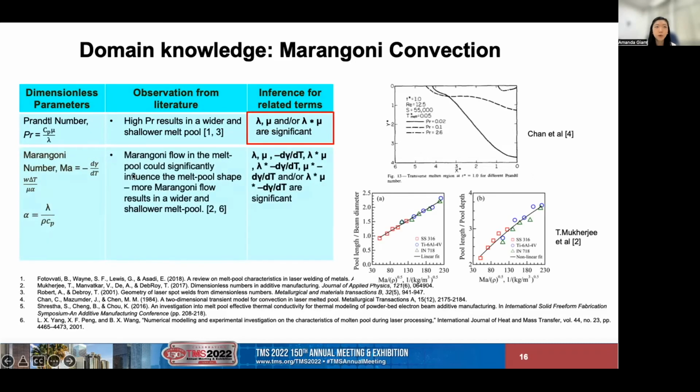And we repeat the same for the Marangoni number, and we see that a change in the Marangoni number caused the response, the aspect ratio, to change from linear to nonlinear. Therefore, we conclude that these are the following significant terms that potentially have a significant effect on our response variable of interest. And we repeat the same for the rest of the dimensionless parameters as well as dimensional parameters in the table.